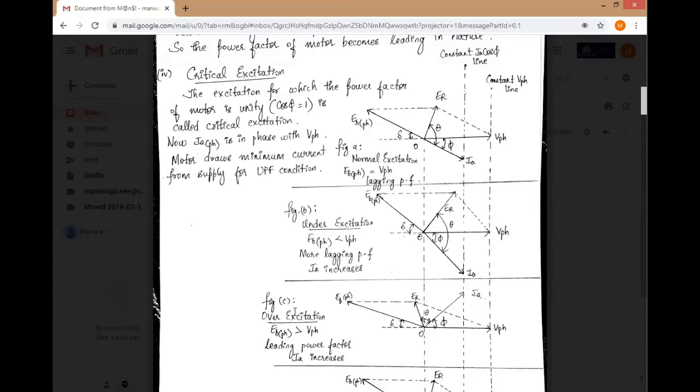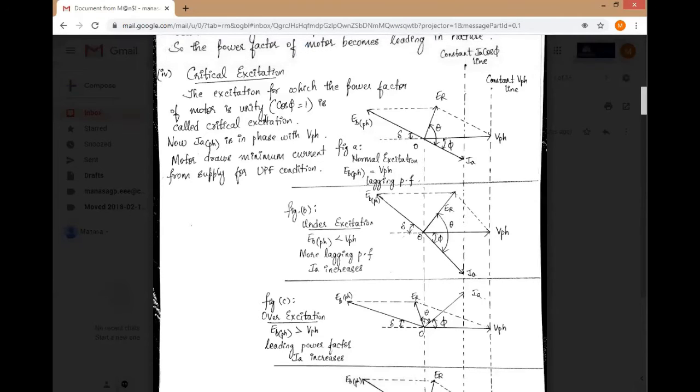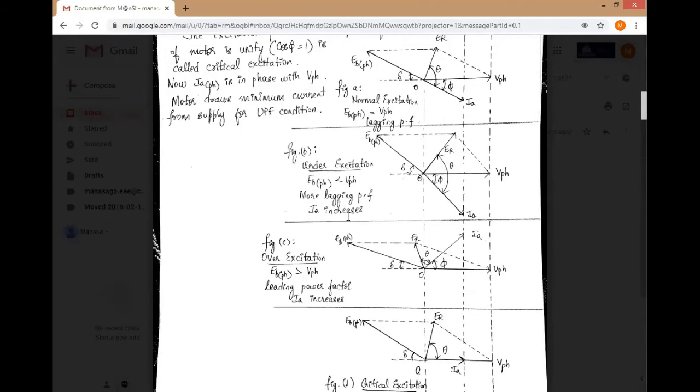Now, what is this fourth condition, critical excitation? You adjust the excitation to the field winding in such a way that the power factor of the motor is exactly adjusted to 1. That is, cos phi is made as 1. When I say power factor is unity, the angle between the voltage and current will be 0. So there is no angle. Both voltage and current are in phase. So now you have back EMF in the same position. You take the phasor sum and you get ER.